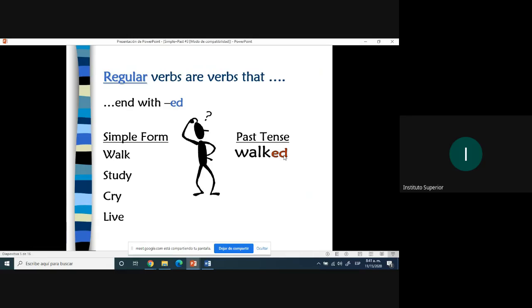How will it end up? You help me out. Walk, the past tense will be. Help me with the pronunciation there. Walked. I walked, very good.